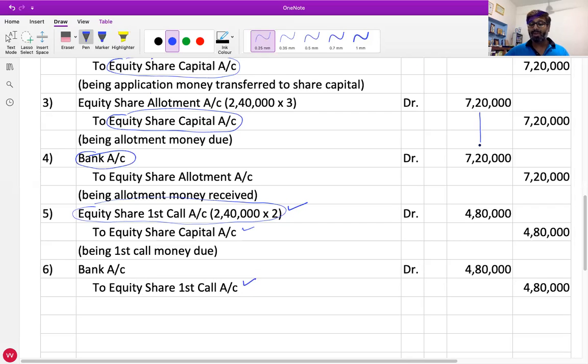Here entire 7,20,000 was received. Here entire 4,80,000 is received because there are no calls in arrears. So being first call money received. Is everyone clear with this?